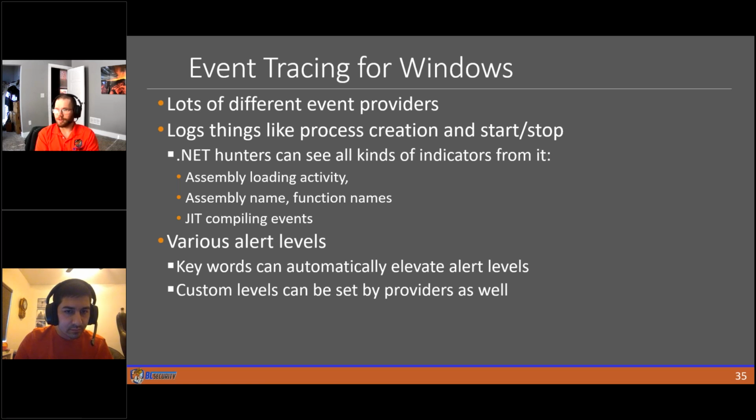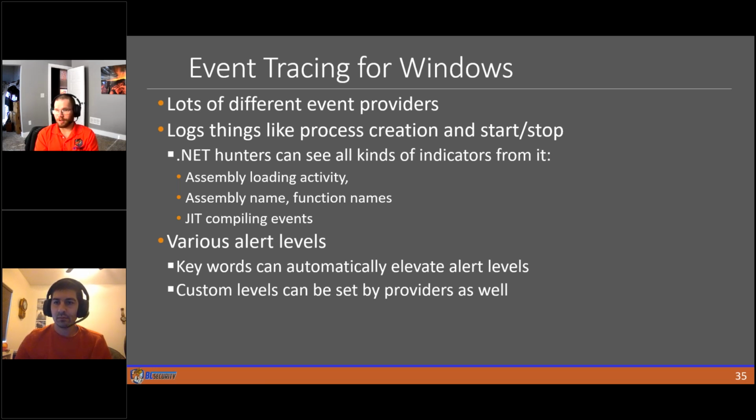But the primary things that they're looking for from a .NET hunting perspective is assembly loading activity. Lots of code does assembly loading, but they can look for when it's called and the context. They can look at assembly names and function names. They can look for just-in-time compiling events, like if you're using MSBuild or csc.exe. Those are probably abnormal to run on a finance company's network. They shouldn't be seeing that.